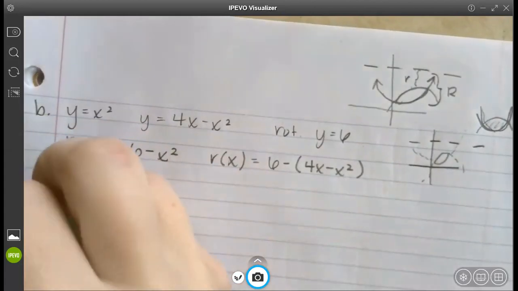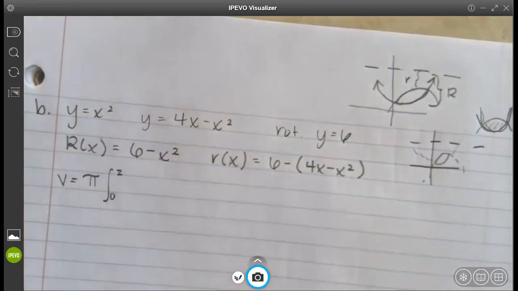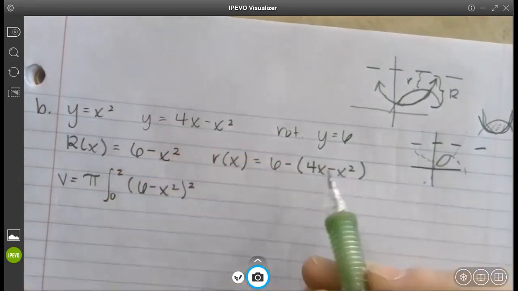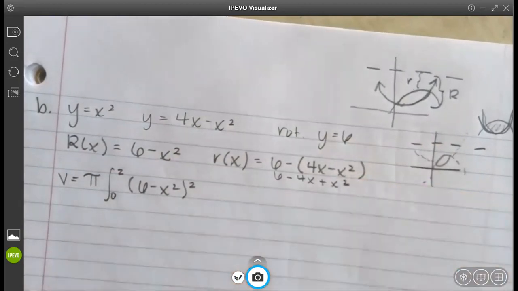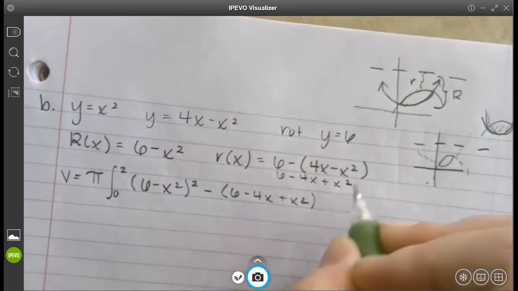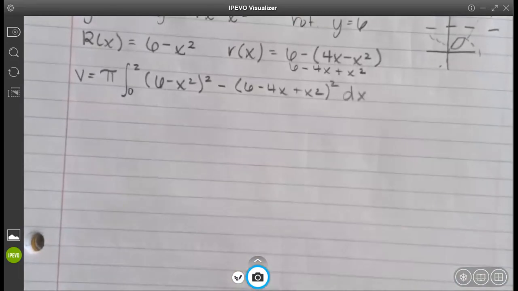All right. So volume equals, from where to where? Still working in terms of x, right? Still working on the x-axis. So what does this graph stretch on the x-axis? 0 to 2, still 0 to 2. To your big R squared. I'm going to fix this though to be 6 minus 4x plus x squared, squared. That one's a really crappy one because you have to square a trinomial.